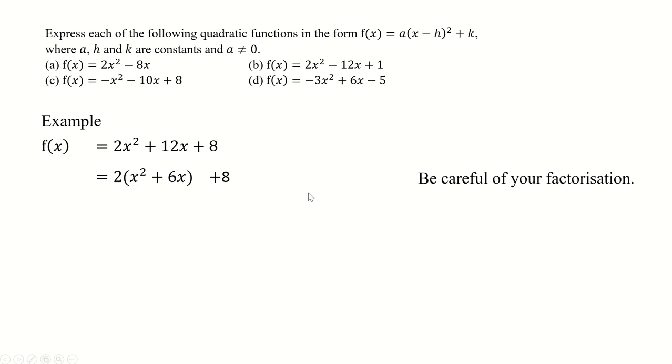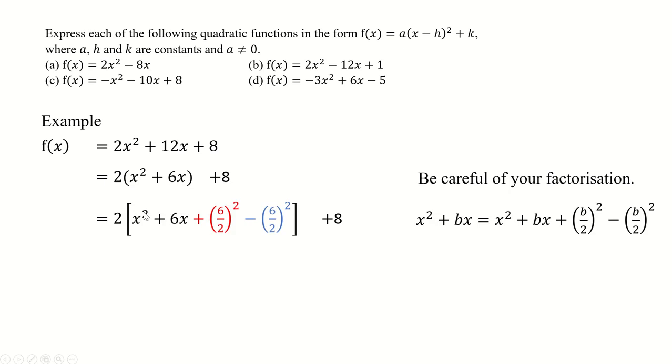Just have to be very careful with your factorization, so you can check whether you have factorized correctly by expanding it in your mind. So you just check 2 times x squared is 2x squared and 2 times 6x is 12x. Okay, so we're on the right track.